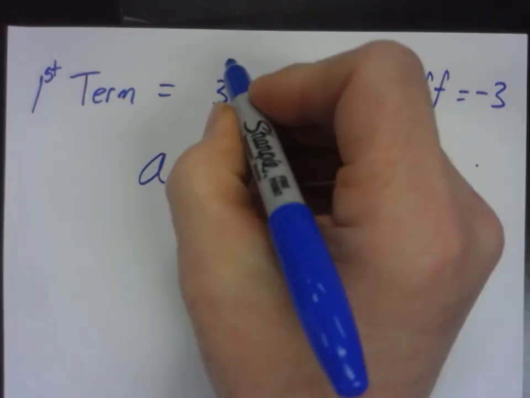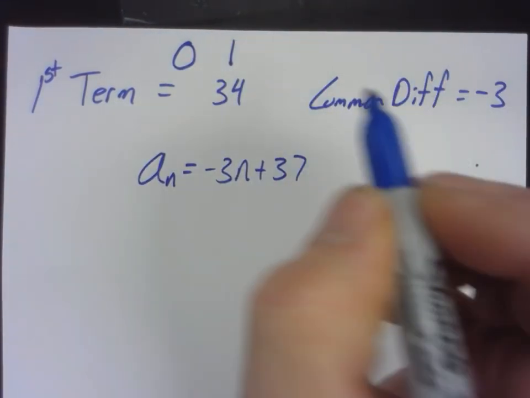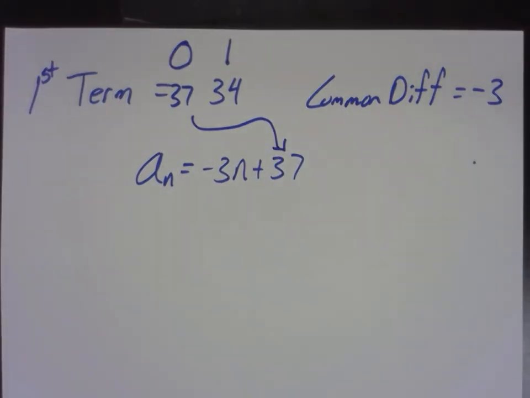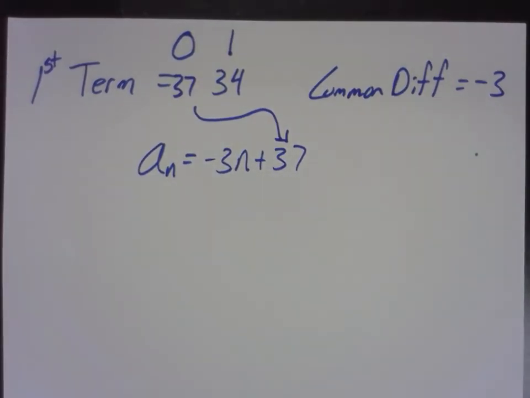So if this is term 1, we need to know what term 0 is. Right, we've got to put term 0. That makes sense, Peyton? That's tricky though, isn't it? But you have to remember that this is term 0, not term 1. Okay. You're ready. Okay.